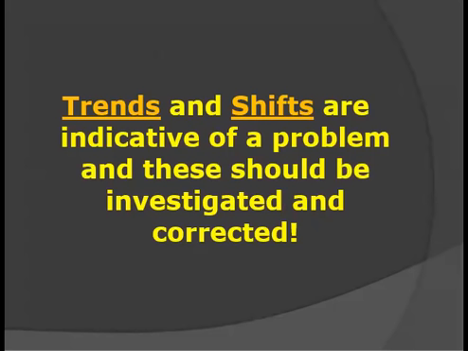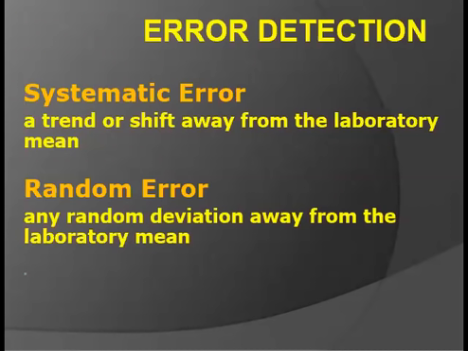Okay? Now, let us proceed into this what we call systematic and random error. So what's the difference between the two? Systematic error class is not acceptable because this one indicates that there is some failure in the system, no? And of course, that should be corrected. So good examples of systematic error would be your trend and your shifts. Okay? So kung may makikita ka mga trends and shifts sa Levy-Jennings chart mo, so you're already observing a systematic error.